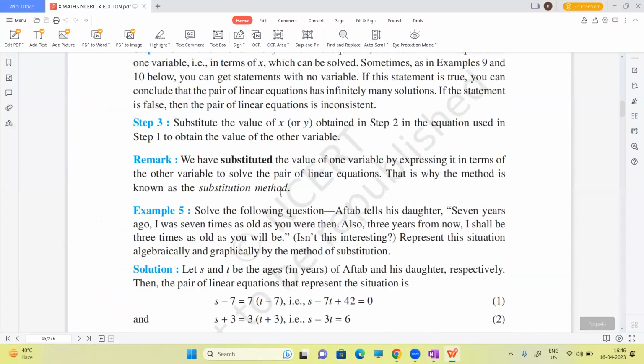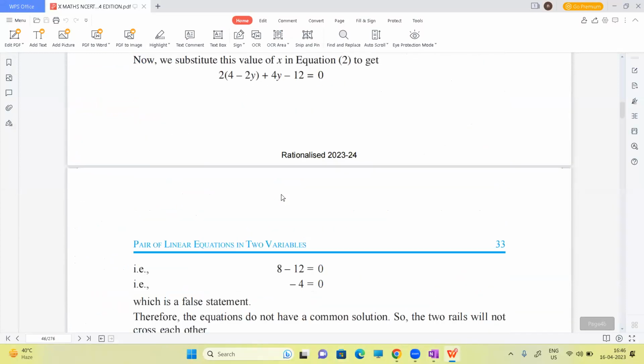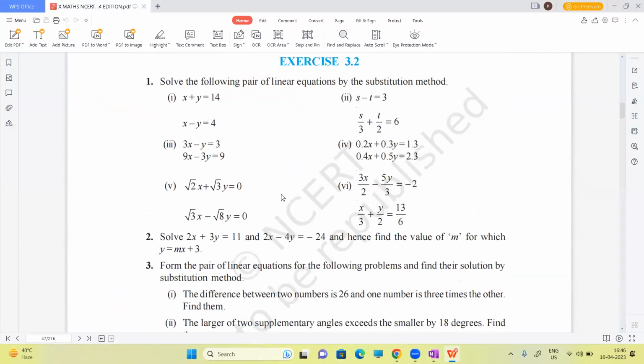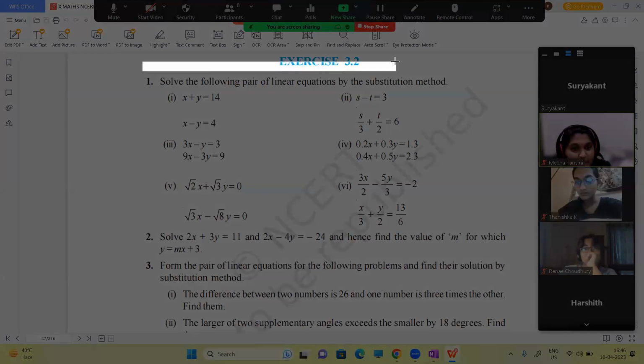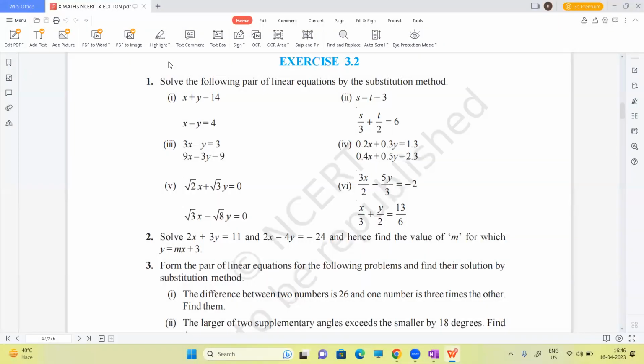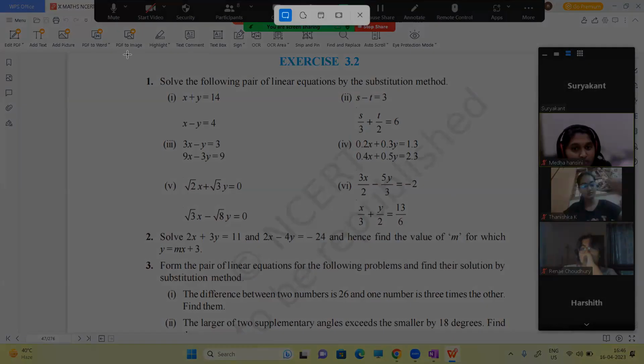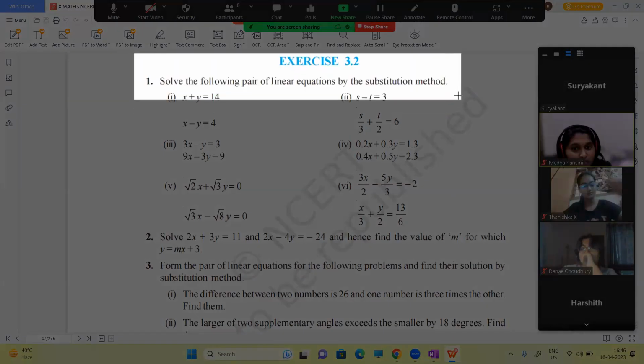Solving is there, I believe. Yeah, here we have to solve the equation by substitution method. So question number one, I'm just going to do four sums over here: second, fourth, fifth, and sixth. Always start by solving question number second by substitution method. All of you know the substitution method, right? So question number second.